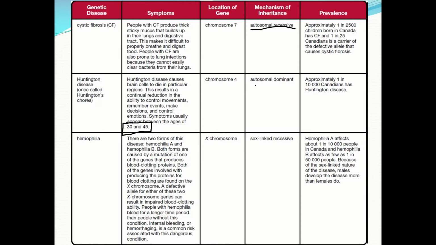So this is an autosomal dominant, which is also bad. About 1 in 10,000 Canadians has Huntington's disease. And hemophilia is different, right? These both are autosomal, but this is sex-linked and found on the X chromosome. So we'll talk about how to deal with that a little bit differently.